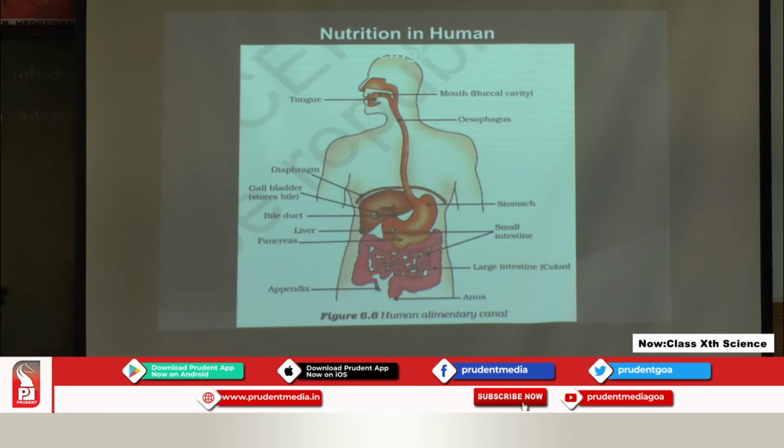Once the food enters the small intestine, when it enters, the food was acidic. Okay. But the small intestine gets the secretion from the liver. The small intestine also gets the secretion from the pancreas. I repeat, the small intestine gets the secretion from the liver, and the small intestine also gets the secretion from the pancreas. So the liver, as we already know, secretes bile juice.